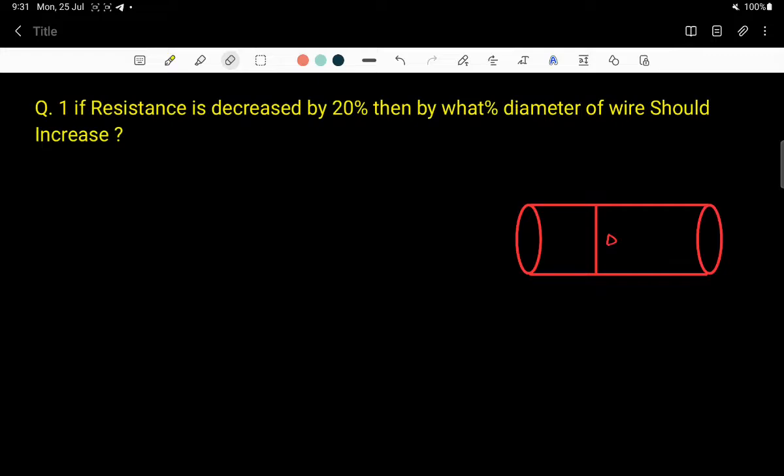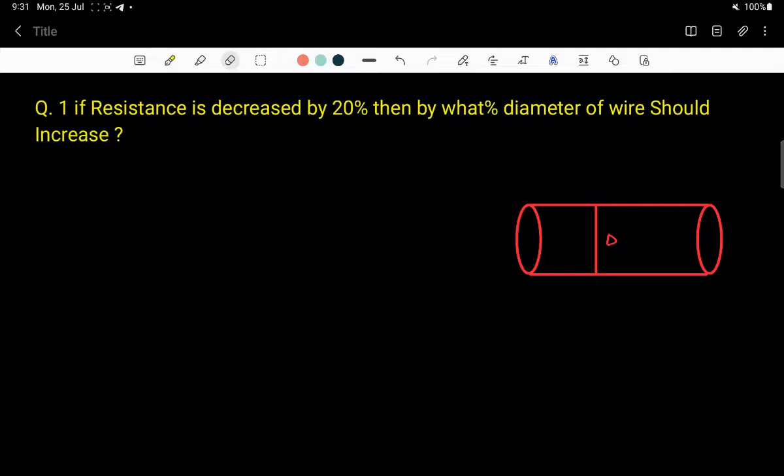So this question belongs to resistance and resistivity. In this question it is asked that if the resistance is decreased by 20%, then what percent should the diameter of the wire be increased? As we know, the relation between the resistance and the diameter is inversely proportional. So by decreasing the resistance, we all know the diameter will be increased.